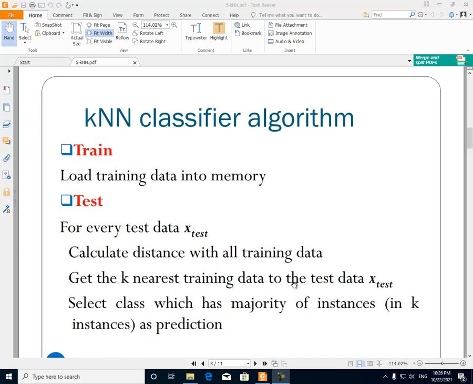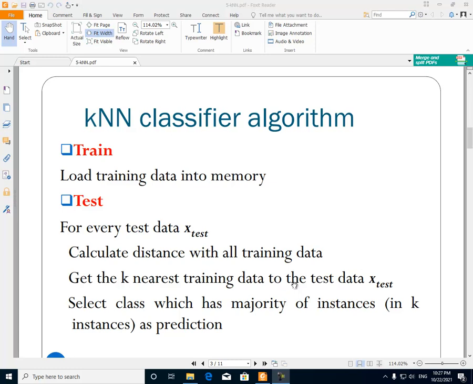Okay, the KNN classifier has two main phases, the train and the test, like any other classifier that has a training phase and a testing phase. We said that classifiers have a learning model, and this learning model has some parameters, and these parameters are set in the training phase. But the KNN classifier doesn't have a learning model, so we don't have a training process.